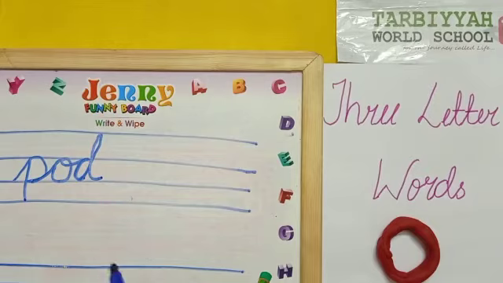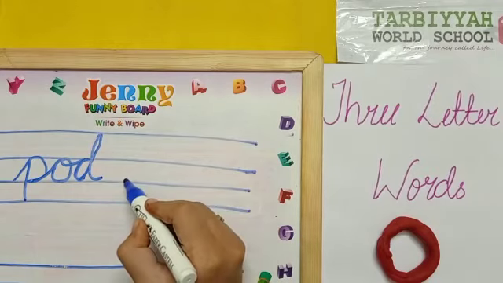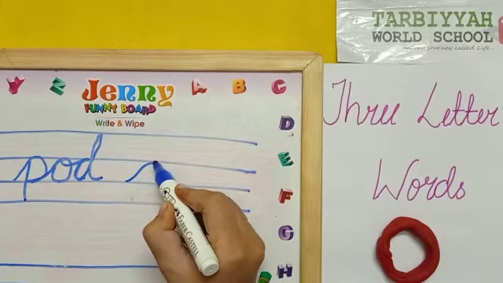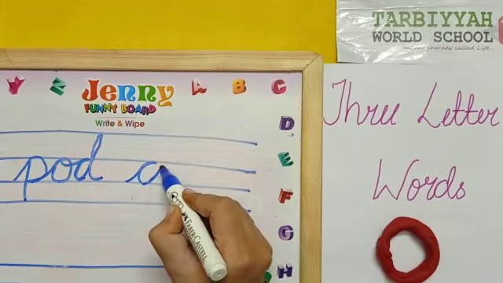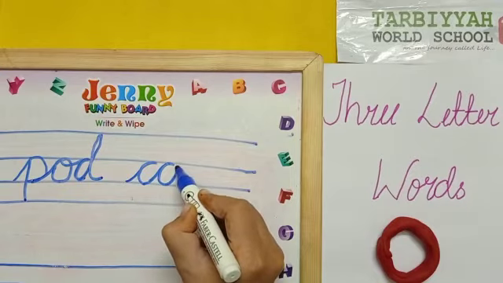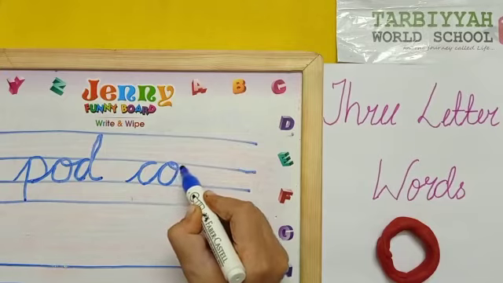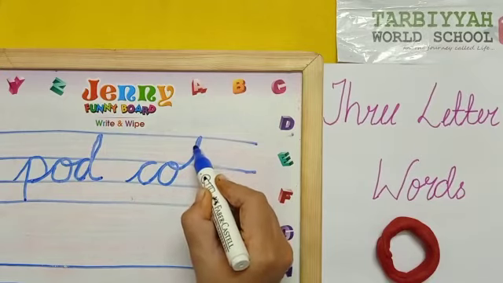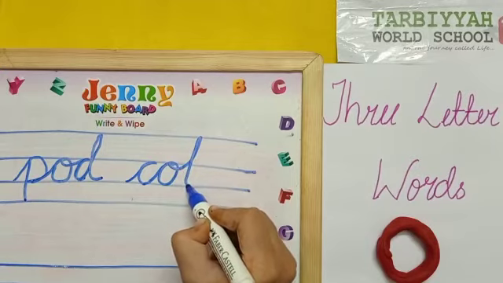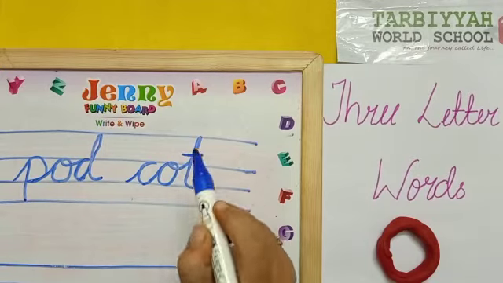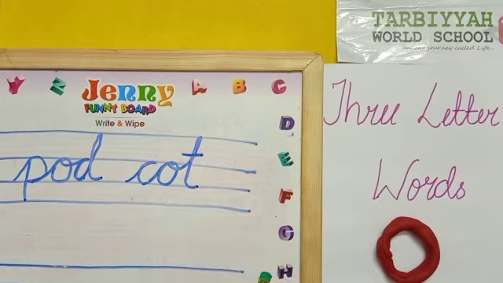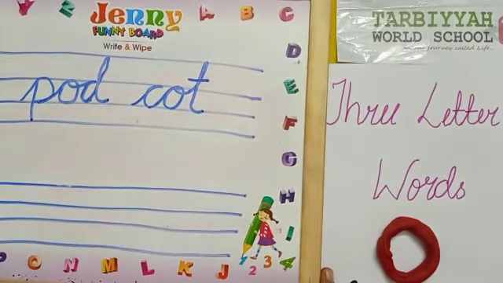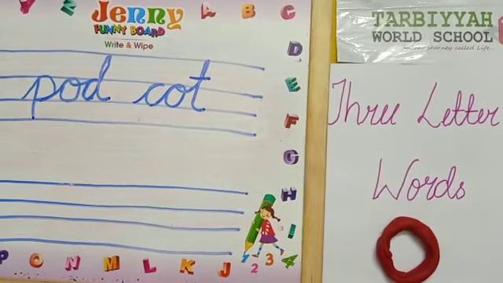Now we write cot. See. Bottom to top. Small curve. Then top to bottom. Then bottom to top. We have to make O. Bottom to top. Now top to bottom. So this is how we have to write cot. C, O, T, cot.